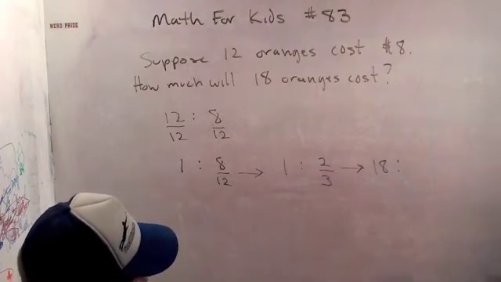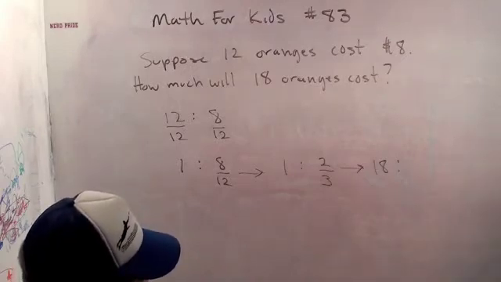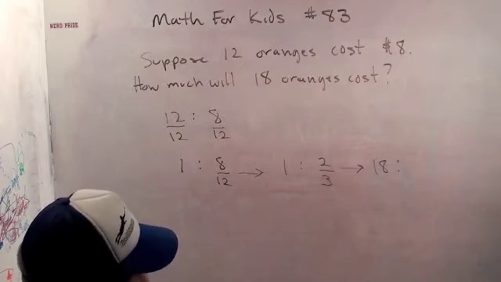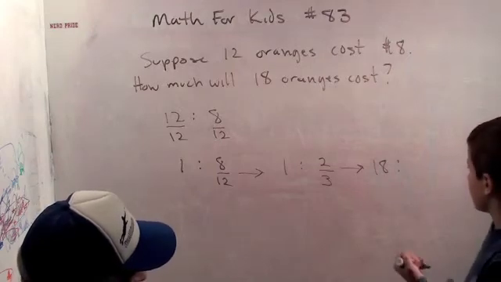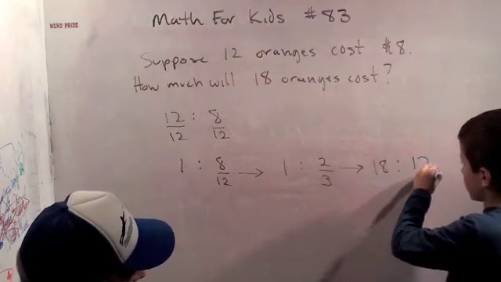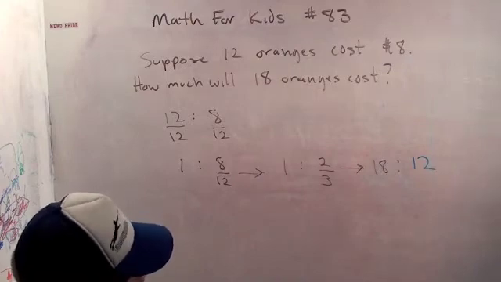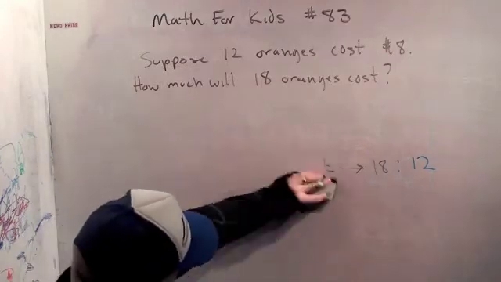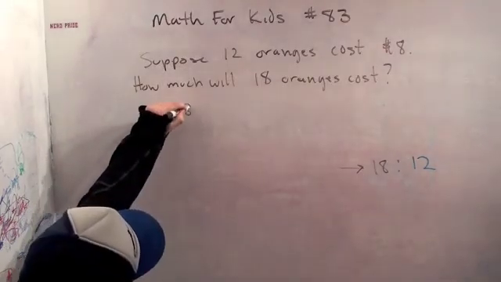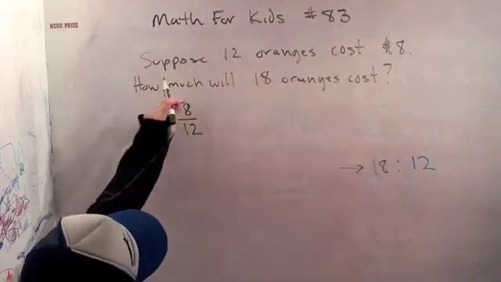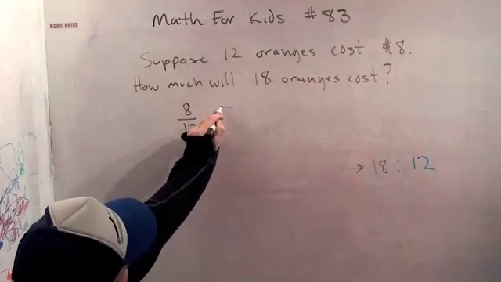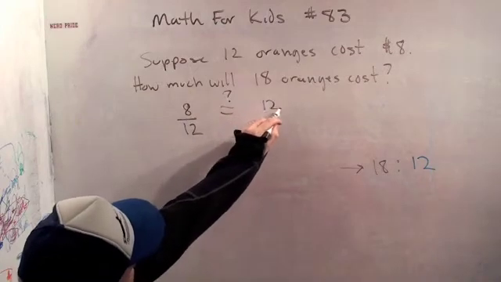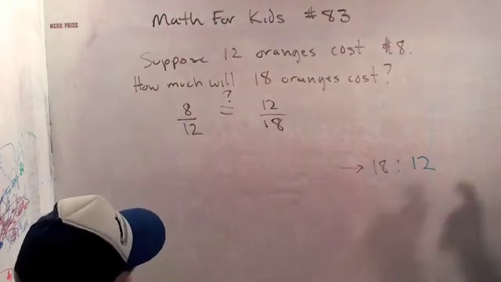18 times 2 is 36 divided by 3. 36 divided by 3 is 12. It says 18 oranges equals $12. Okay, I think that's right. Let's see. Is the fraction 8/12, $8 for 12 oranges, the same as $12 for 18 oranges?